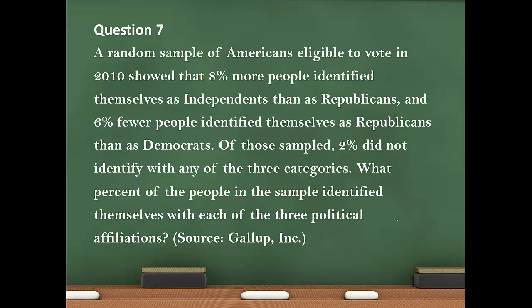Question 7. A random number of Americans eligible to vote in 2010 showed that 8% more people identify themselves as independents than as Republicans, and 6% fewer people identify themselves as Republicans than as Democrats. Of those sampled, 2% did not identify with any of the 3 categories. What percent of the people in the sample identify themselves with each of the 3 political affiliations?